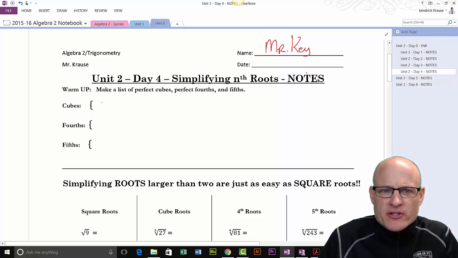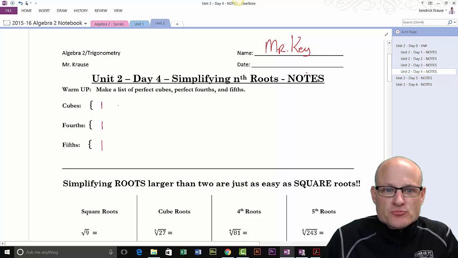Perfect cubes. The first perfect cube is 1. Guess what the first perfect fourth is? 1. And the first perfect fifth? 1. 1 times 1 times 1 times 1 times 1. It's always 1. All right, now we're going to do 2. 2 times 2 times 2 is not 6. It is, in fact, 8. 2 times 2 times 2 times 2 is 16. 5 of them is 32. So these are my perfect cubes, fourths, and fifths.